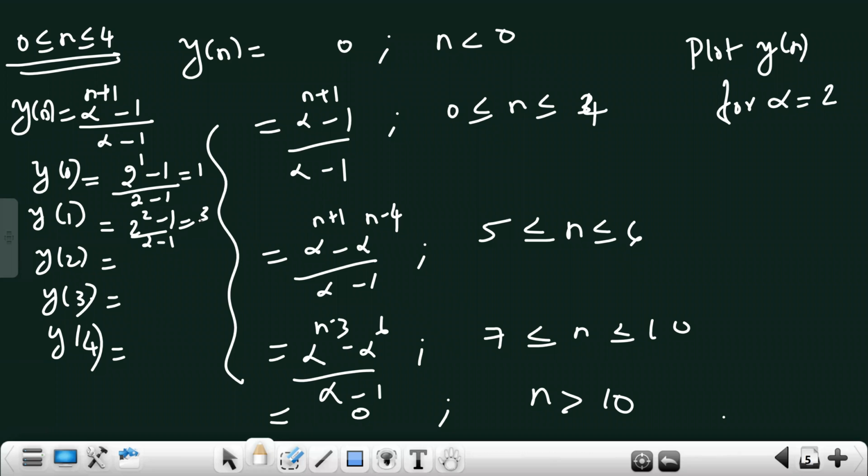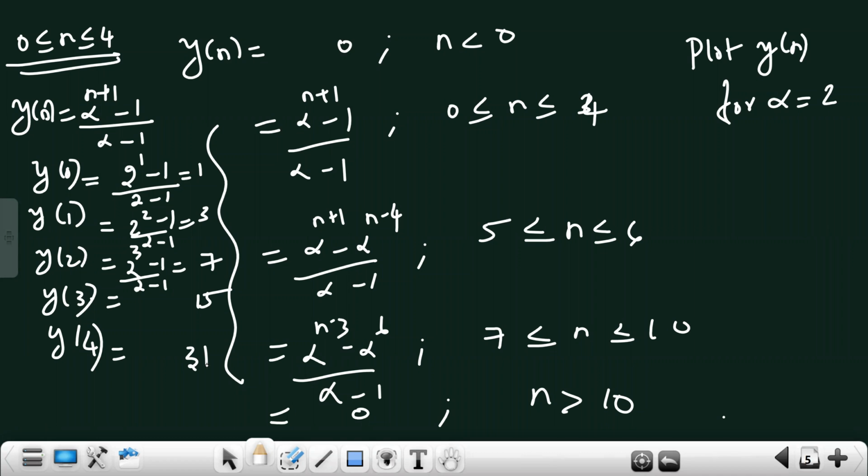Y of 2 means you need to substitute n as 2. So 2 to the power 2 plus 1 is 3 minus 1 divided by 2 minus 1. That is 7. Then find y of 3. 15. 31. What is that? 31. Yes, sir. Okay. Y of 4 is 31.